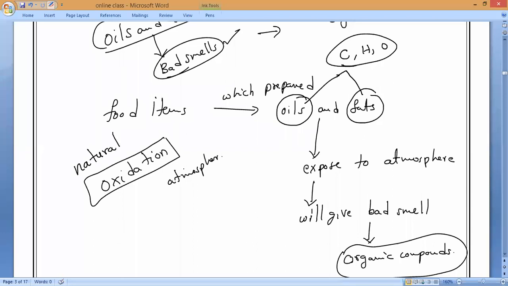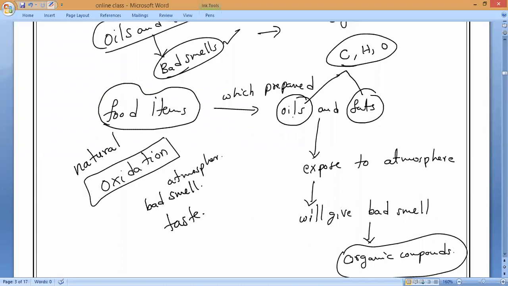This natural oxidation of oils and fats occurs in food items, and they start giving a bad smell, and the taste also changes. Once they start reacting with oxygen, they produce a bad smell. That is what you have to remember. But it is not all food items, only the food items prepared with oils and fats, which react with oxygen so that the oxidation process takes place.